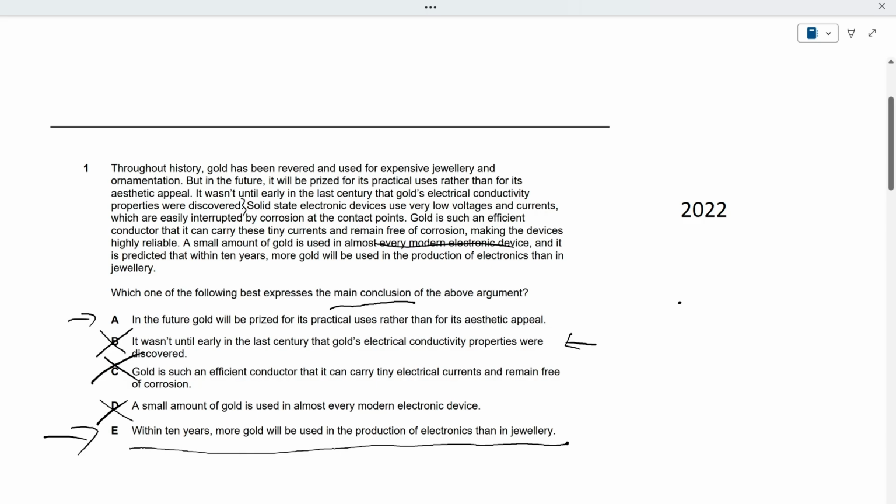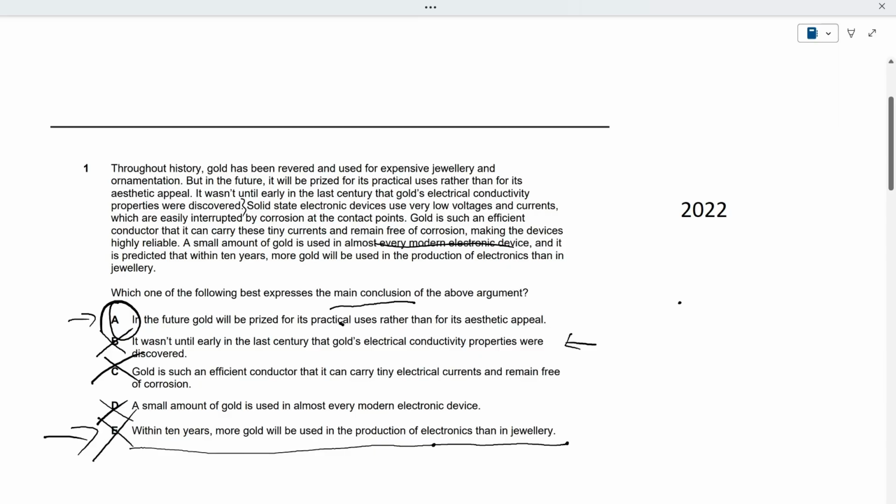A leans more to an opinion. It is more likely that you're going to say gold will be used in the production of electronics, so it's prized for its practical uses, rather than it's prized for its practical uses, so it's in electronics. So I would say the answer is A, and I'd rule out E.